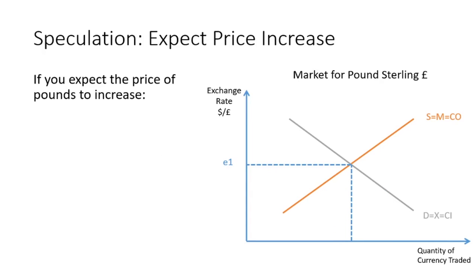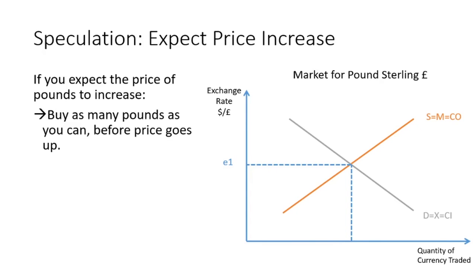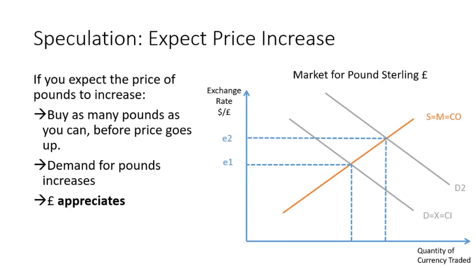If you are speculating and you expect the price to increase, then you want to purchase those pounds. You want to buy it now because you'll be able to buy it for cheap, and later on it will be worth more money. And so you buy as many pounds as you can before the price goes up. By you getting into the market, by you calling up your currency trader and saying, buy me pounds, you are increasing the demand for pounds. By increasing the demand for pounds, it shifts the demand curve for pounds to the right, and therefore the currency appreciates. Again, the same self-fulfilling prophecy as we saw with short selling of pounds.